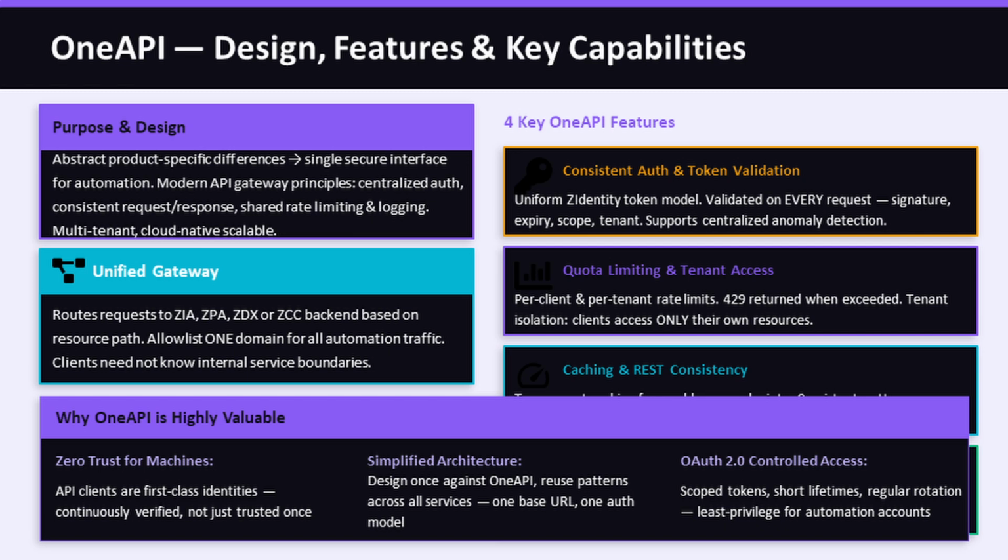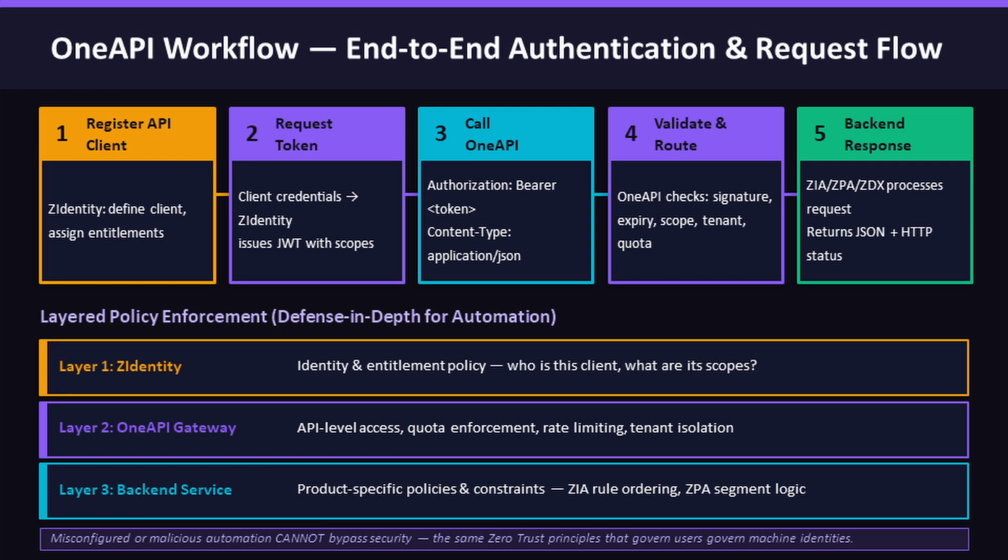And why is one API genuinely valuable, not just convenient? Because it extends zero trust to machine identities. Your automation scripts are treated as identities with explicit, minimal entitlements, continuously verified, not permanently trusted. This is zero trust applied to automation. Let's walk through exactly what happens when automation calls one API end-to-end.